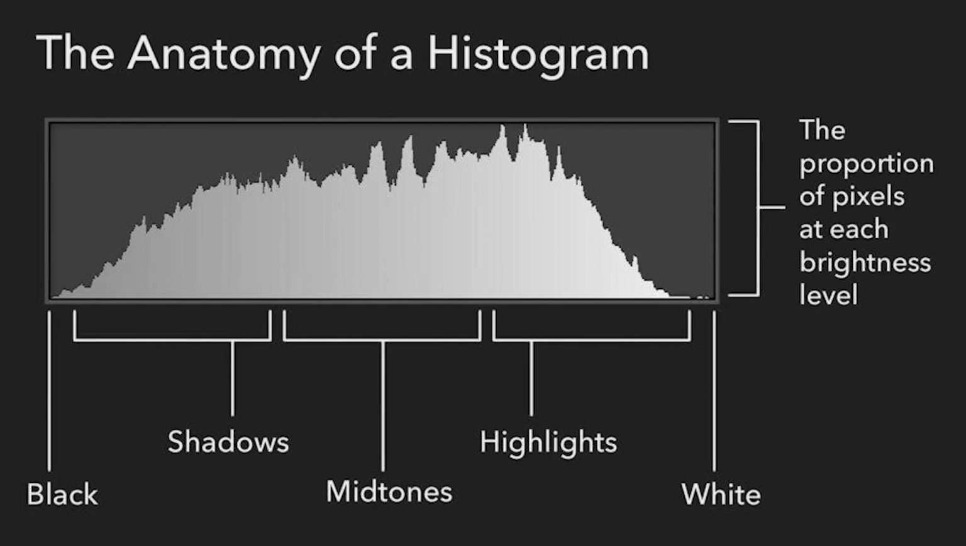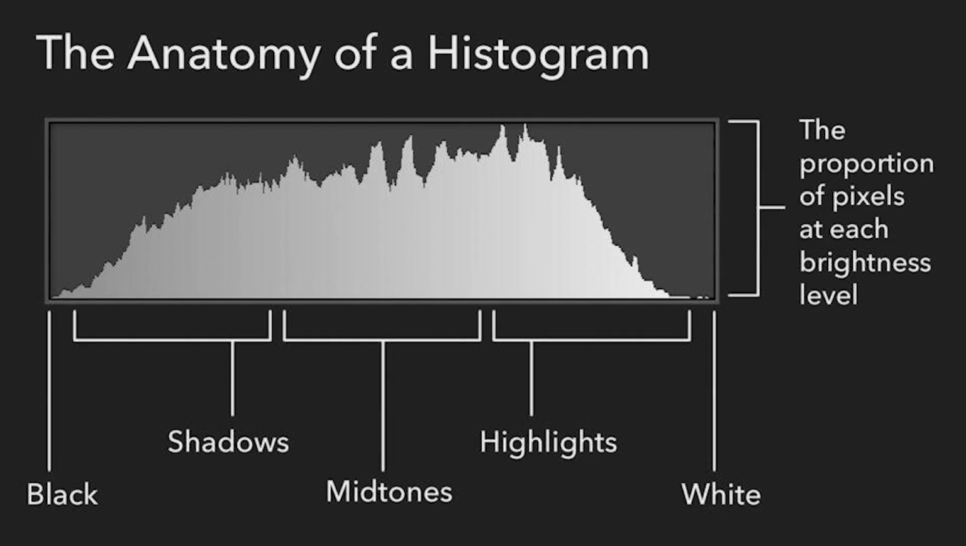Let's take a moment and look at what a histogram is before we go any farther. Now, it's a graph, and as you look from left to right, the left side of the graph represents black. The right side of the graph represents white. So as you move from left to right across that rectangle, it's getting brighter and brighter and brighter. Now, how tall that graph is at any given spot tells you what percentage of your picture is that brightness.